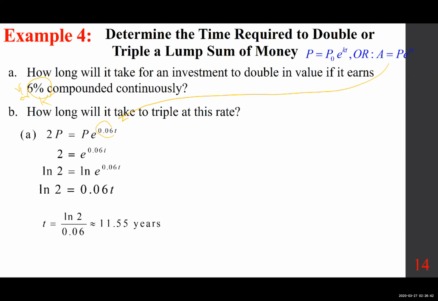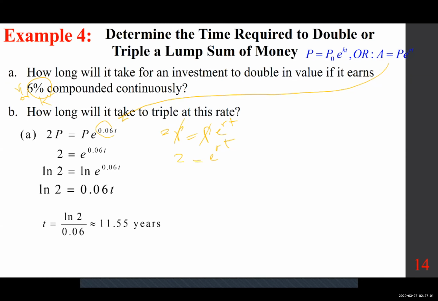You could, as I mentioned, simply put, as we did, 2P equals P e to the power of RT, okay? And so you drop the P to e to the power of RT, okay? And you take a natural log of both sides. ln2 is ln of e to the power of RT, which is simply RT. And so you want T is ln2 divided by R, you divide it by 0.06. So that's one way to do it.